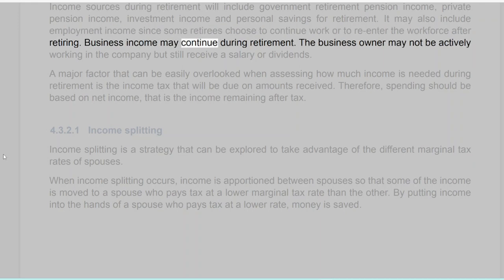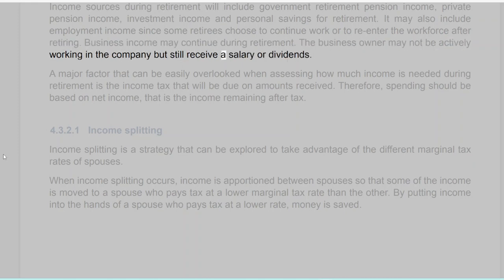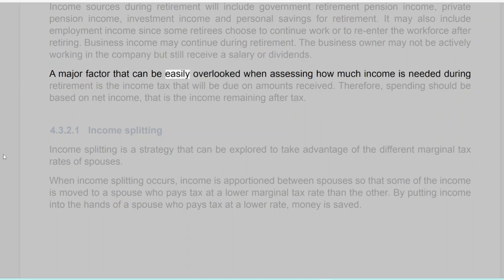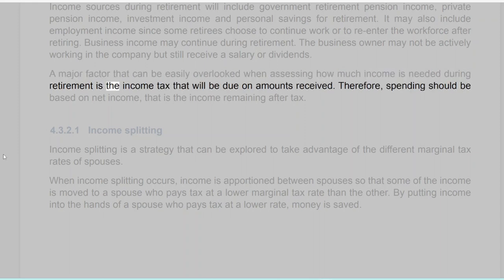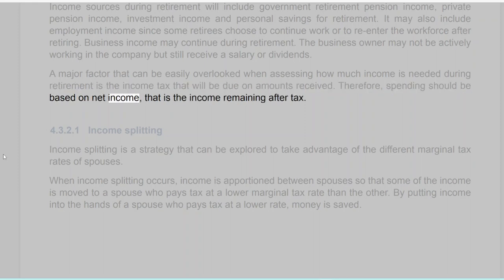Business income may continue during retirement. The business owner may not be actively working in the company but still receive a salary or dividends. A major factor that can be easily overlooked when assessing how much income is needed during retirement is the income tax that will be due on amounts received. Therefore, spending should be based on net income, that is the income remaining after tax.